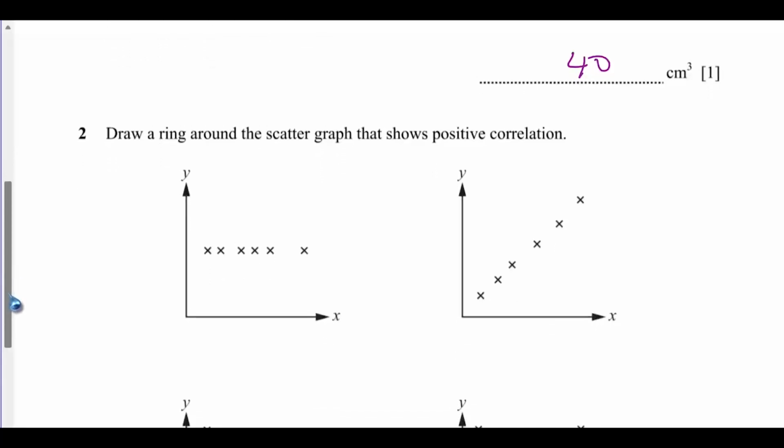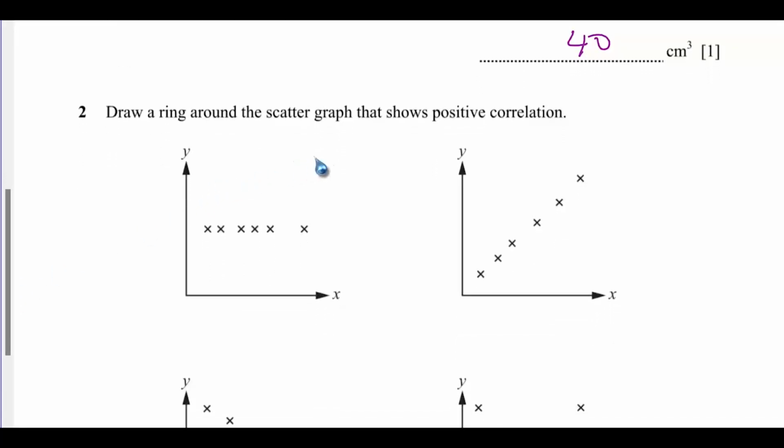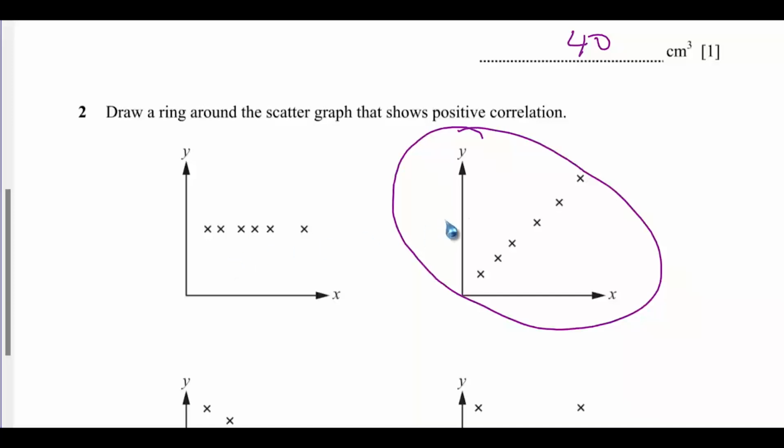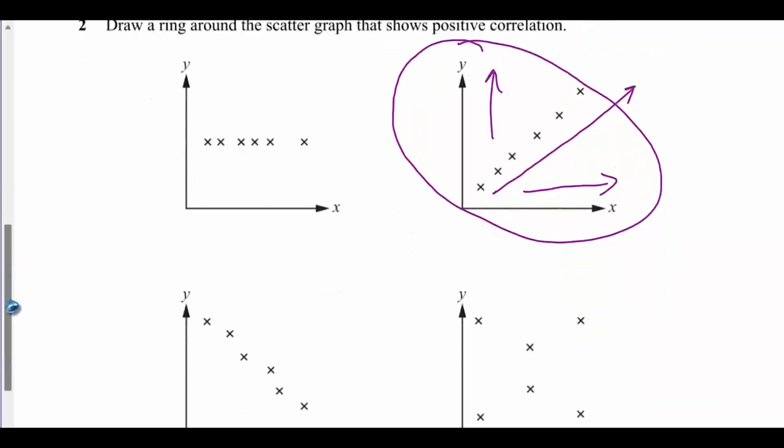Question number 2. Draw a ring around the scatter graph that shows positive correlation. So this is the positive correlation diagram, as the two variables increase. If you are moving up like this, it is increasing. It goes up and moves forward at the same time. So this is positive correlation. Let's go to the next question.